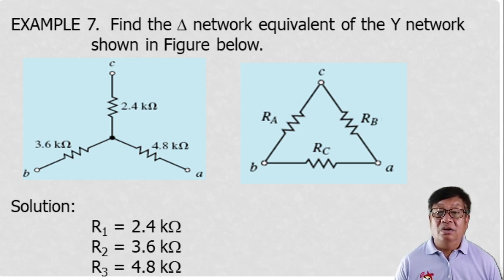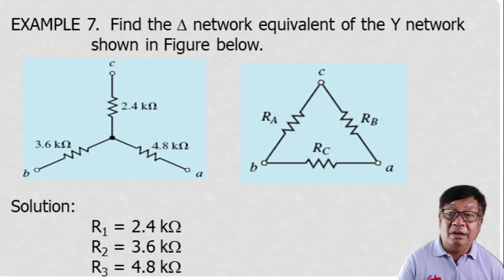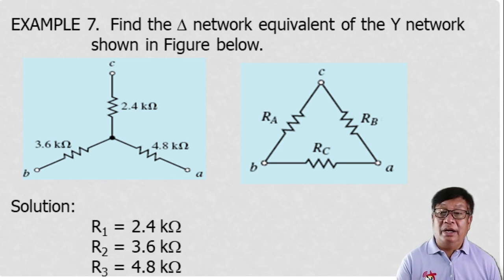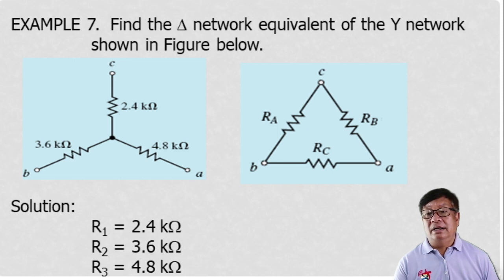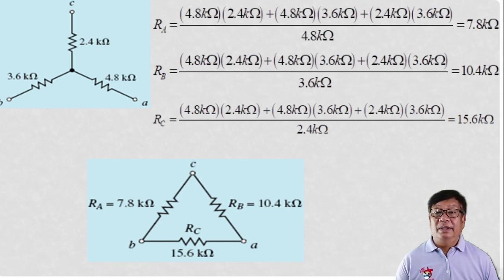R sub B is the opposite of letter B, and R sub C is the opposite of R sub C. With this given, R1 is equal to 2.4, R2 is equal to 3.6, and R3 is equal to 4.8. Okay, so use your hand and your mind.